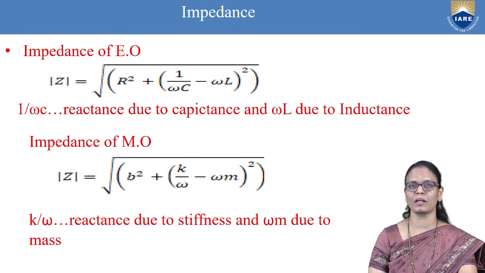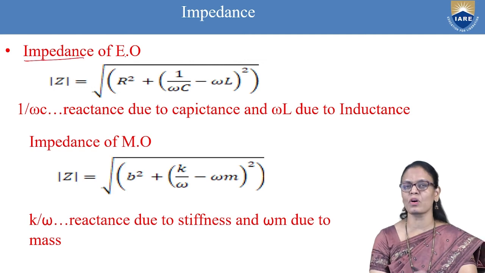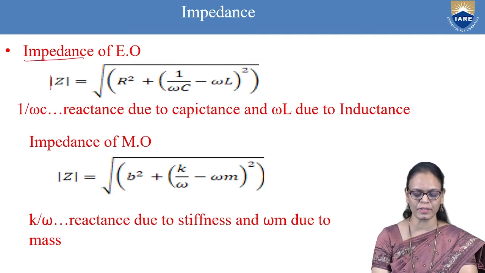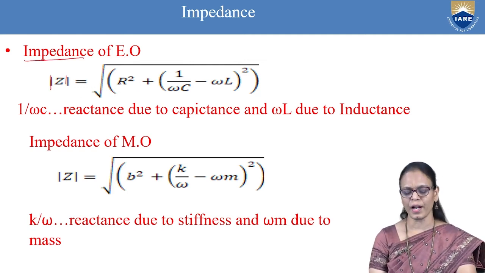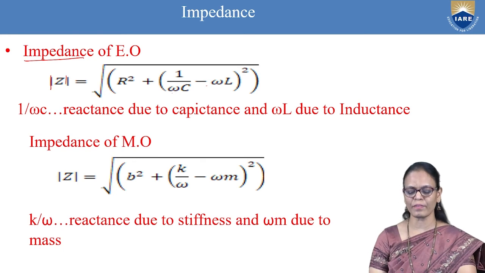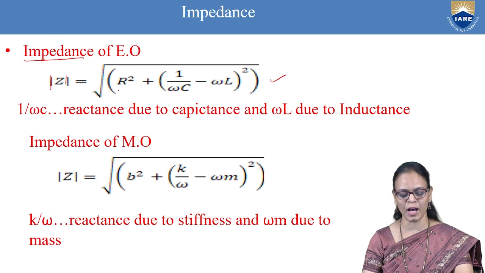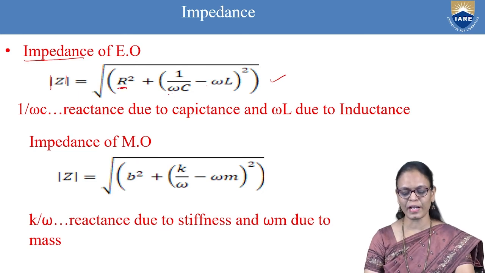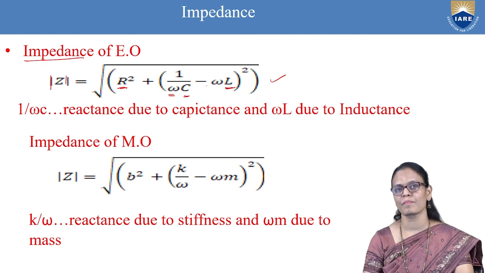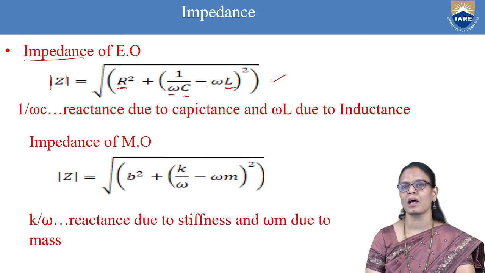Now, what are the formulas? In the case of impedance of an electrical oscillator, Z is equal to under root R square plus (1 by omega C minus omega L) whole square. You need not derive the expressions. You will be using these expressions to calculate the impedance. R is the resistance, omega is the angular frequency, C the capacitance, and L the inductance. So 1 by omega C is the reactance due to the capacitance and omega L is due to the inductance.